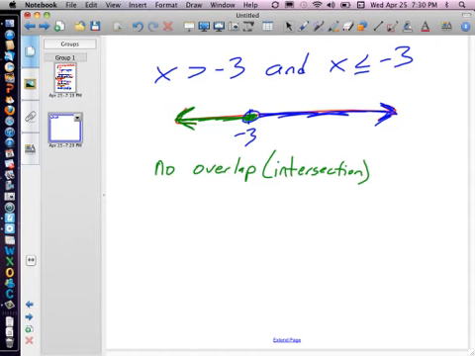So notice if you pick any number like -3 it works for x is less than or equal to negative 3, but it does not work for x is greater than negative 3. If you chose a number like negative 4, it works for this one here, but it does not work for that one here. If you pick a number like 0, it works for x greater than negative 3, but it does not work for less than or equal to negative 3. Okay, so no solution is what we can write for this one. No solution.